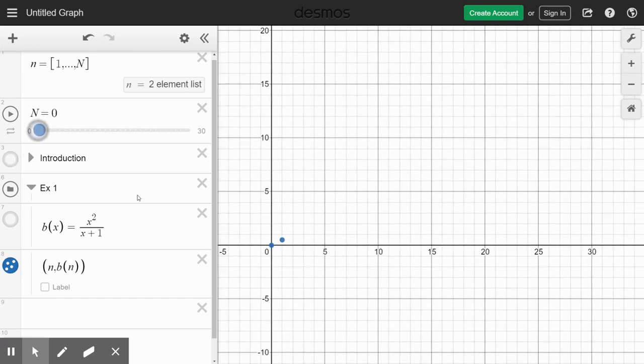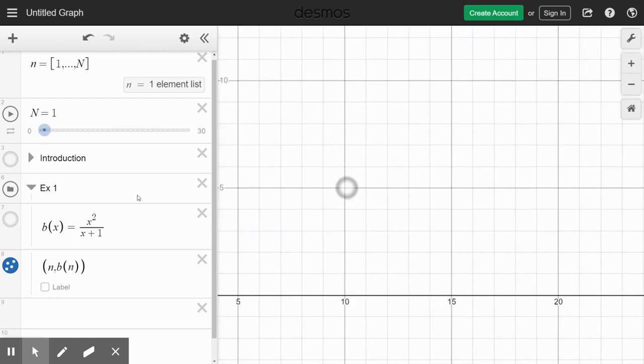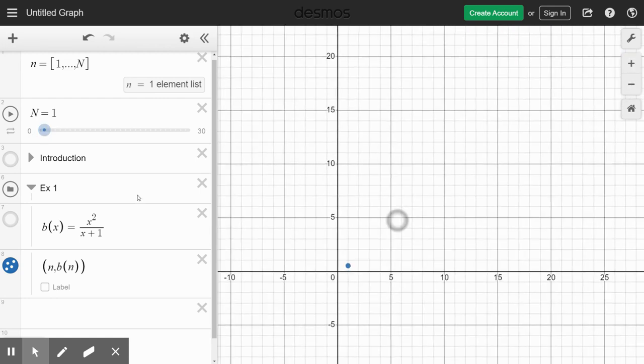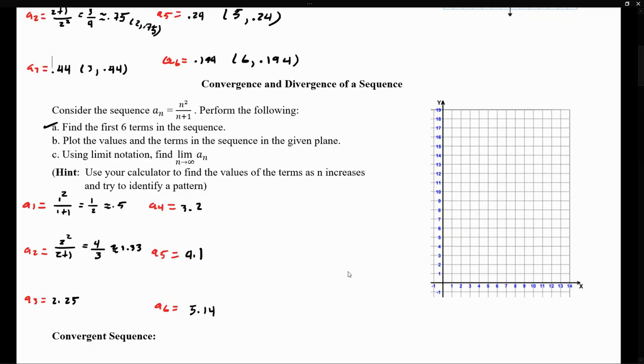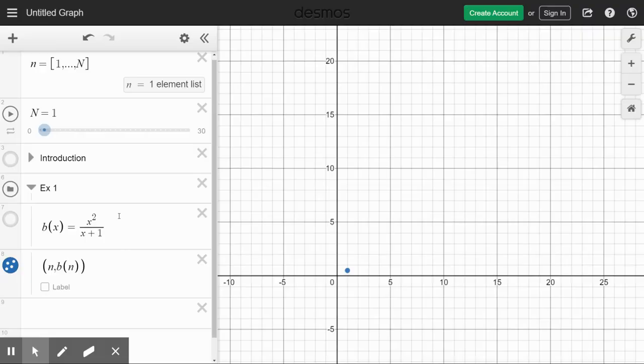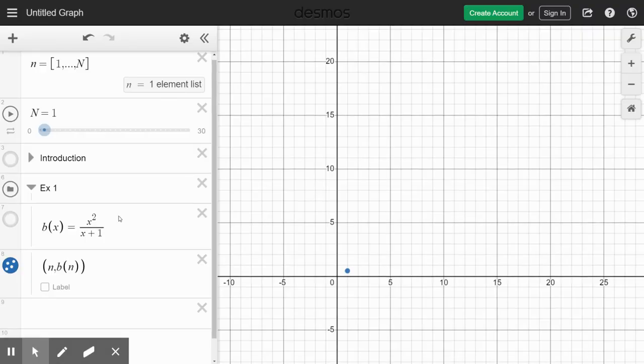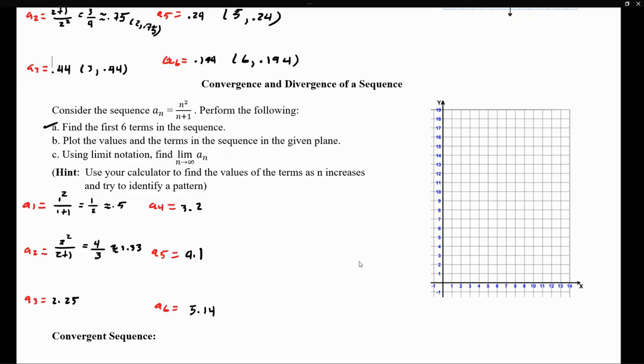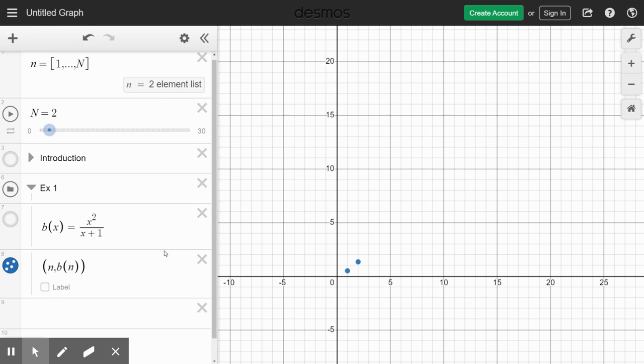So here we have our 0 term. So notice that this will be the value of my first term, which seems to be true. So we should have got a point of (1, 0.5), which seems to be here. Now let's plot the second term. Seems to be true. (2, 1.33) seems to be about there.